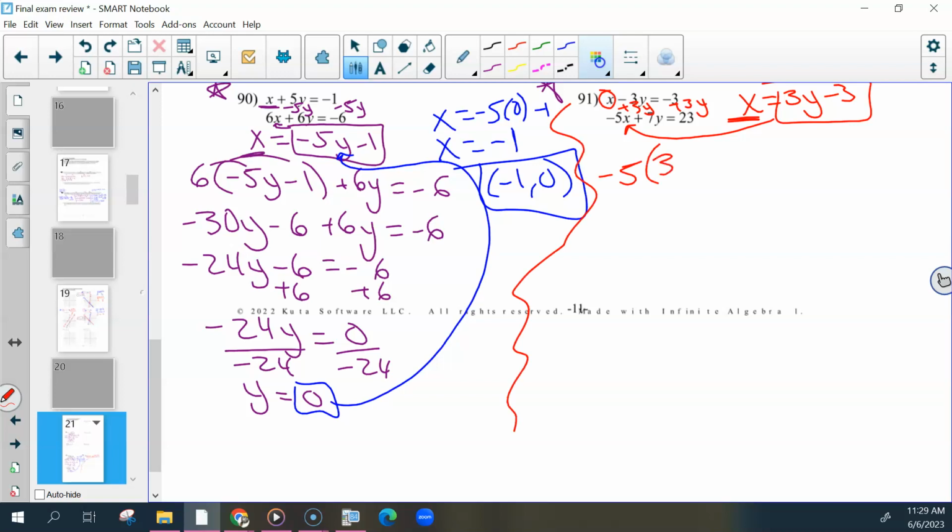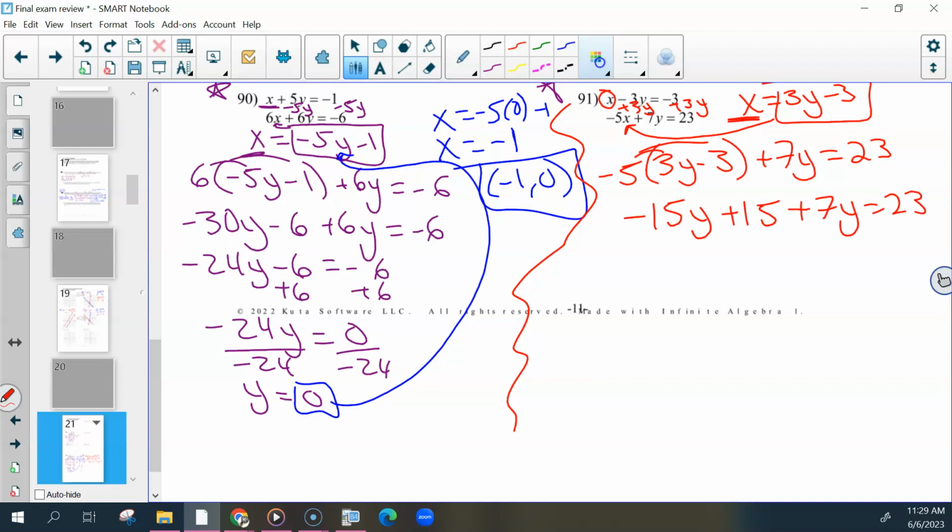So -5 times (3y minus 3) plus 7y equals 23. Distribute, and start solving for y. Combine your like terms: you have negative, positive, still negative. Negative 8y plus 15 equals 23. Subtract 15, then divide both sides by negative 8. So that when we divide, y is negative 1.